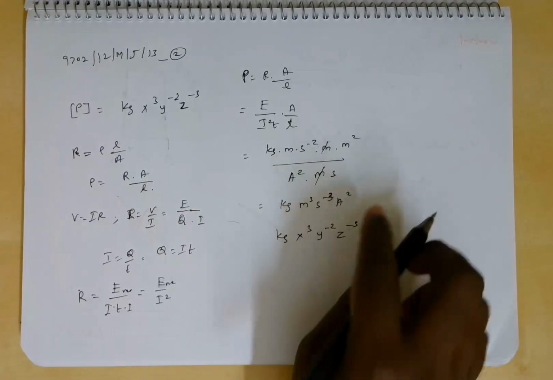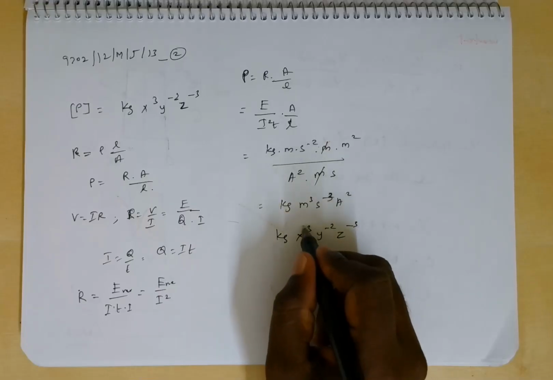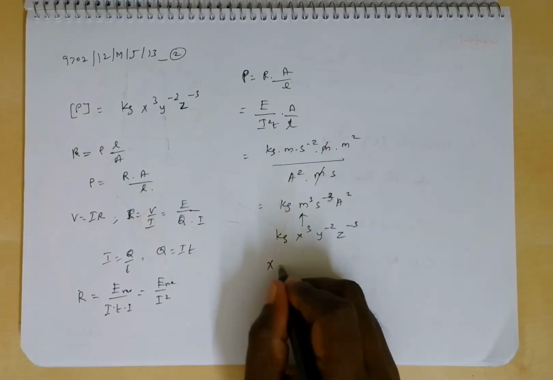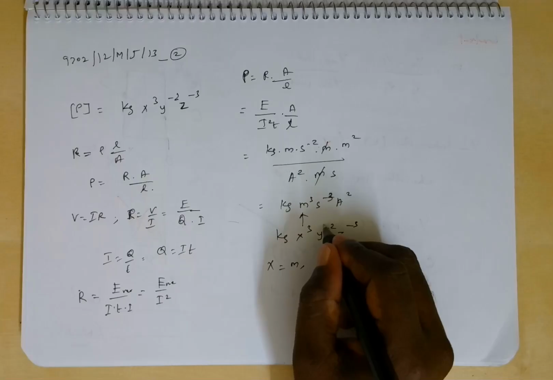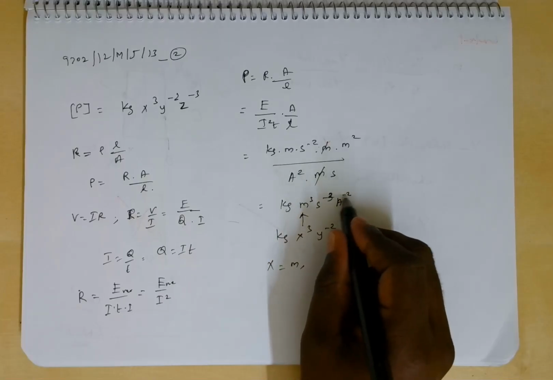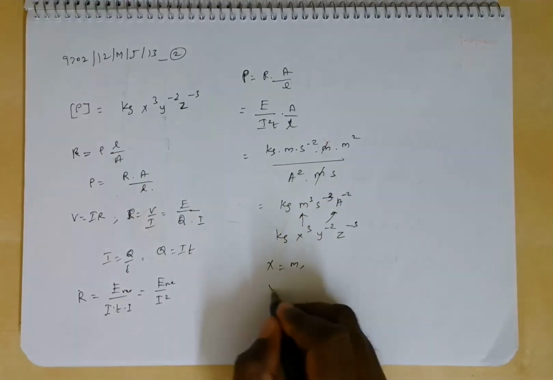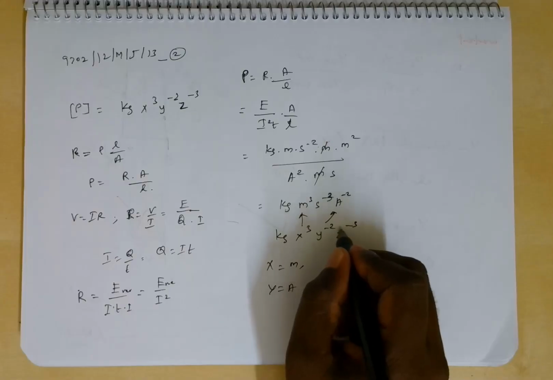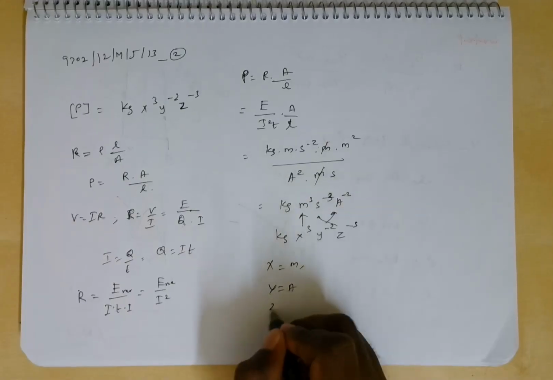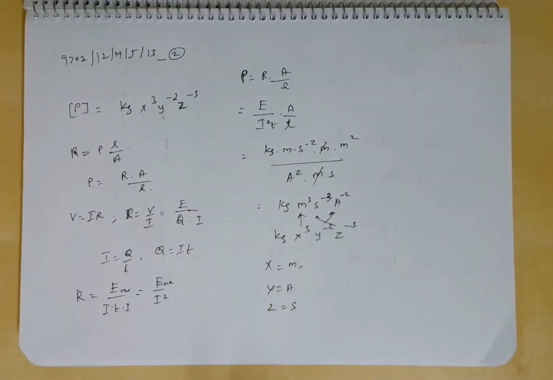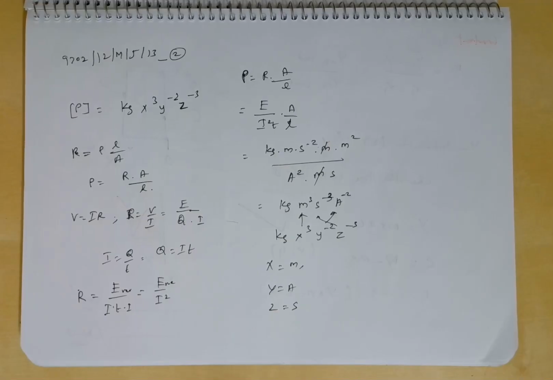So if we compare this one, then meter cube is x cube. So x is meters. Y power minus 2, ampere power minus 2. So y is A. This one is yes. Okay. So x is meter, y is ampere, and z is second. Super. Okay, sir. This is how you work.